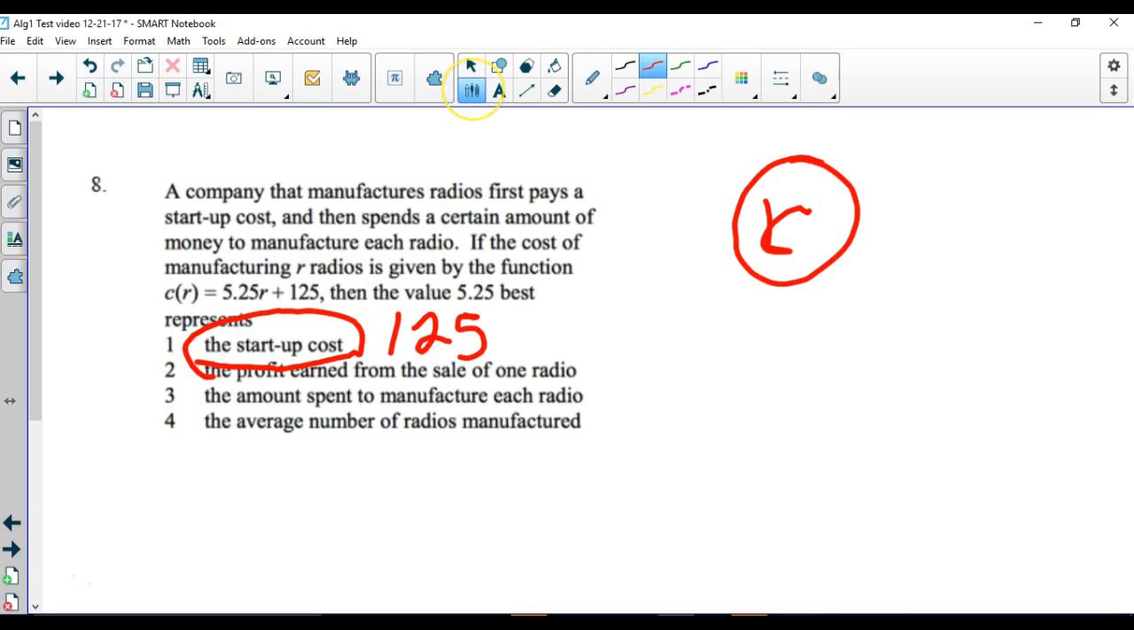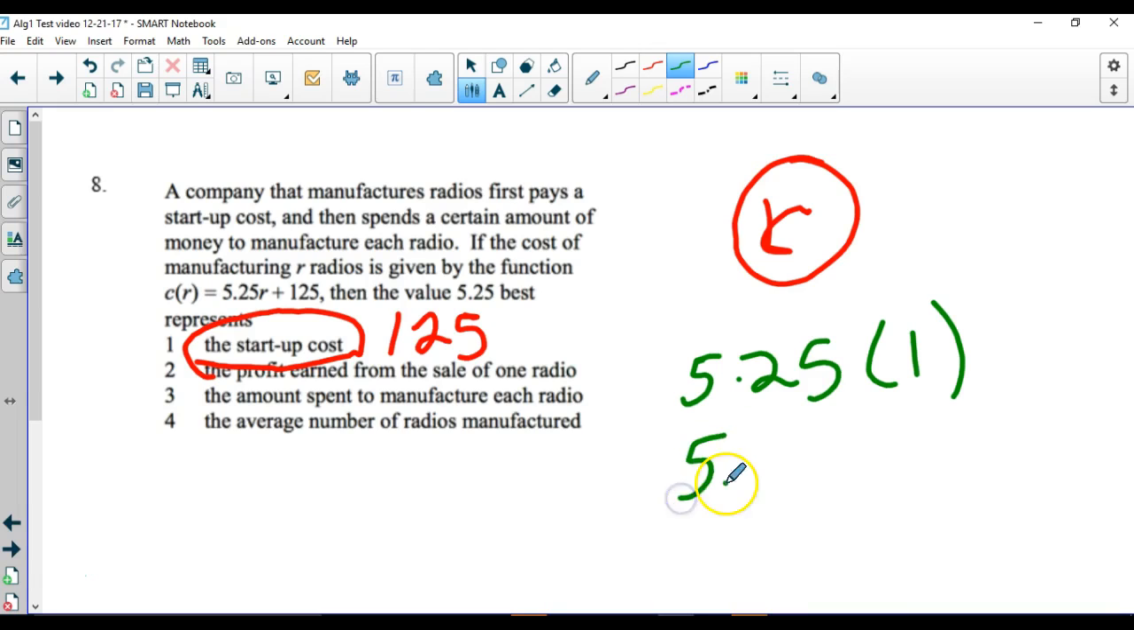Second one, the profit earned from the sale of one radio, that could be 5.25. Because if one radio is represented as R, I could do 5.25 times 1, and that will give me 5.25. So that could be possibly our answer. Let's look at the rest. The amount spent to manufacture each radio. How much does it cost to manufacture each radio? It says the cost of manufacturing R radios is given by the function. That could be 5.25 too.